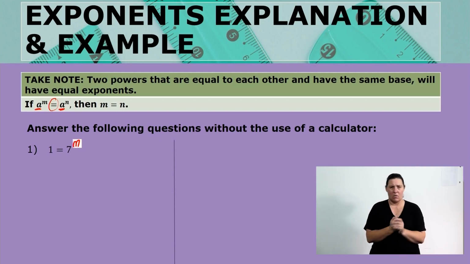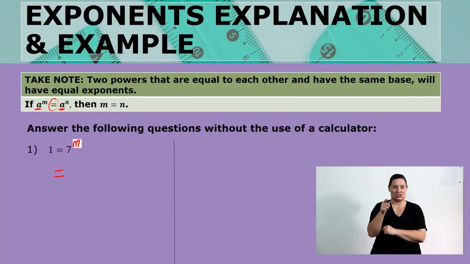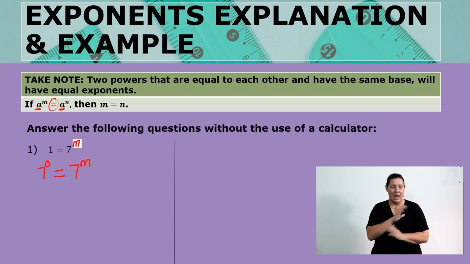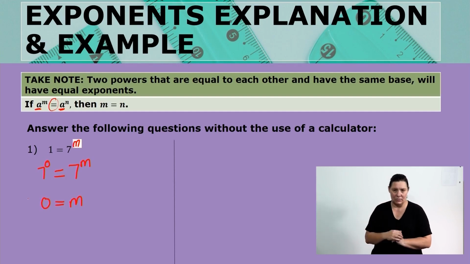Let's think about our laws. When is it that a power is equal to 1? Yes, you are correct. We can change that 1 to 7 to the exponent of 0. Why am I using 7? It's because I want them to have the same base. So what do you see with those two powers? I have 7 to the exponent 0, and that is equal to 7 to the exponent m. Because they are equal and they have the same base, our m is actually equal to 0, and that is the conclusion we can make from this.